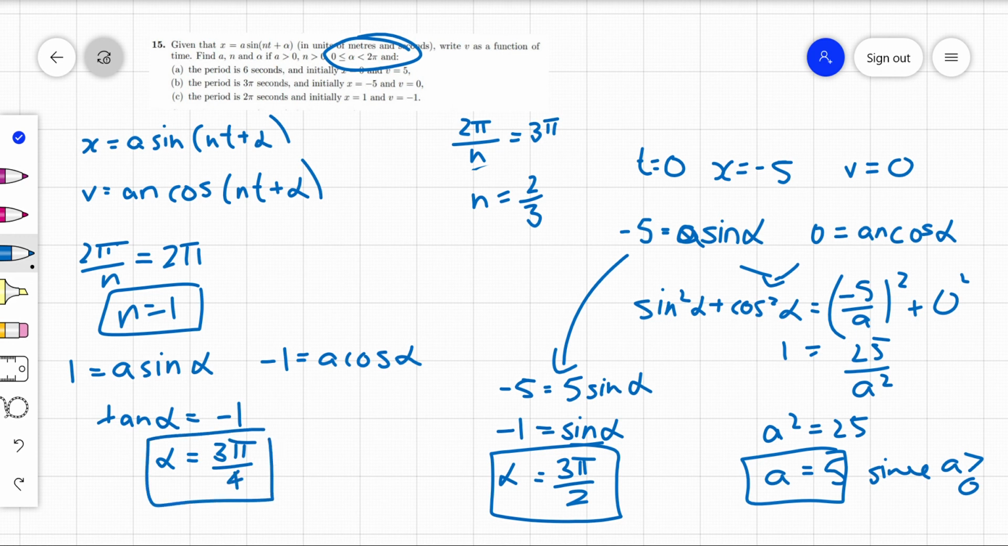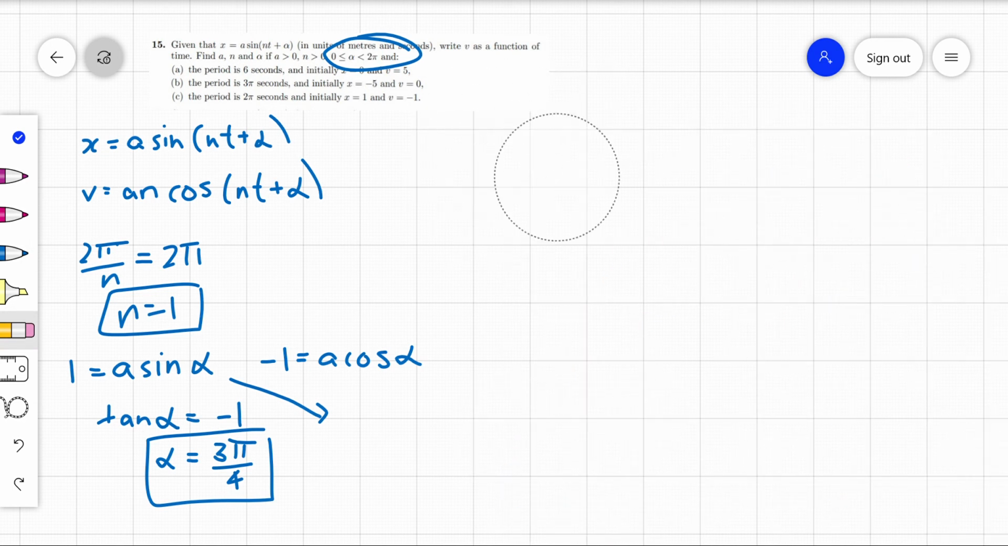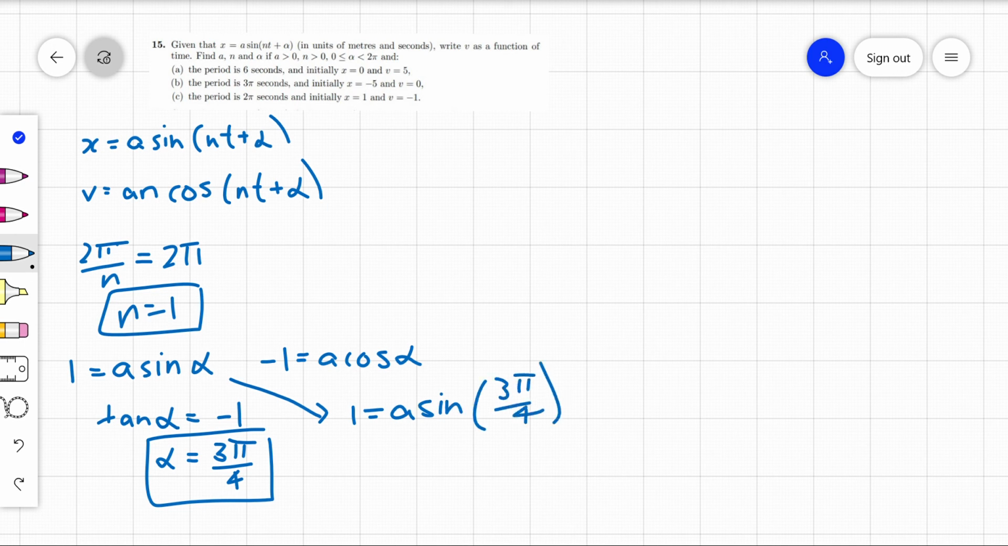So that's our alpha. Putting that back into our first equation. Yes, my working is terrible, but hopefully this is just helping you to understand where we're getting things from. So here I've got 1 equals a sine 3/4 pi, which we know is in the second quadrant, so sine is positive, same as pi on 4, so 1 on √2. So rearranging that, I will get a equals √2. Hope that helps.